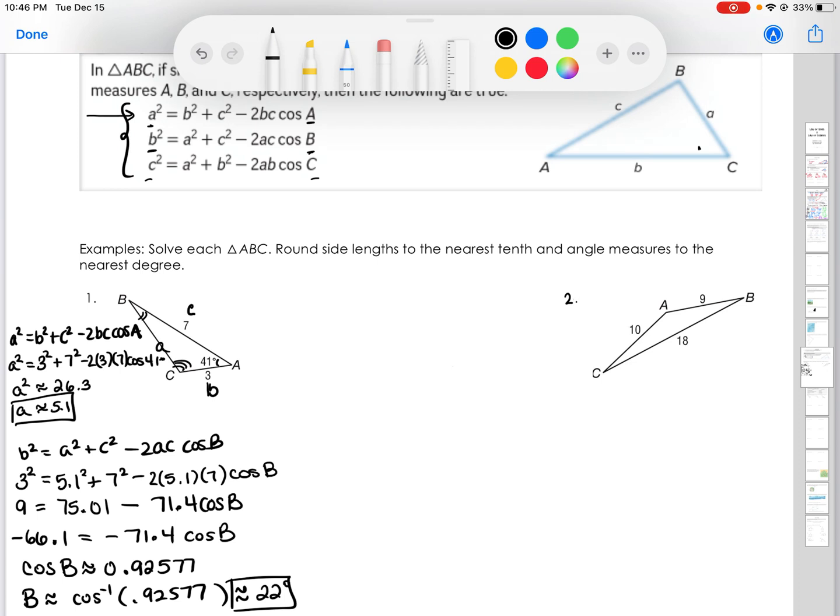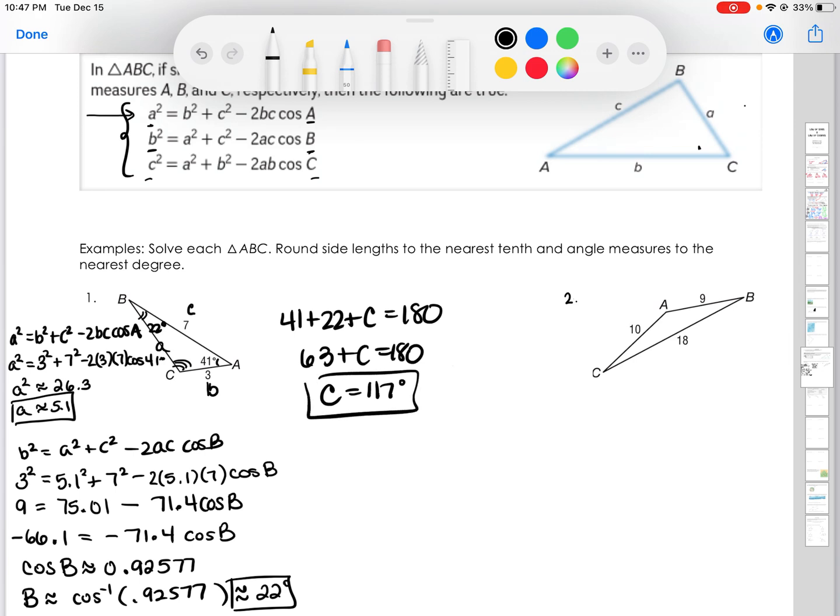And then last but not least, we need to find angle C. So we could, from here, just make our lives easy. We know that angles add to 180. So if we're saying this is 22 and the other one's 41, all we have to do here is just add them up, right? So we have 41 plus 22 plus angle C is going to equal 180. 41 and 22 is 63, and then we'll just subtract. So C should give us 117. So we have both angles and that missing side.